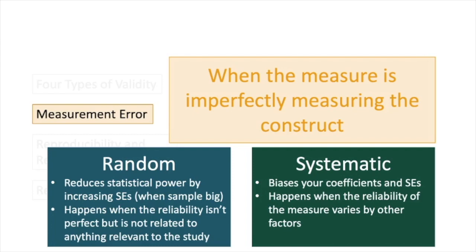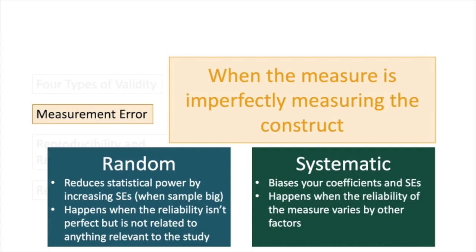One final note about this is that the way these actually impact regression does depend on whether the measurement error is in a predictor or in the outcome. Systematic, no matter where it is, is going to bias your results. Random, when it's in the outcome, is just going to reduce your statistical power. When it's in a predictor, it actually can attenuate your coefficients and make them look smaller than they really would be if your measure was measured perfectly.